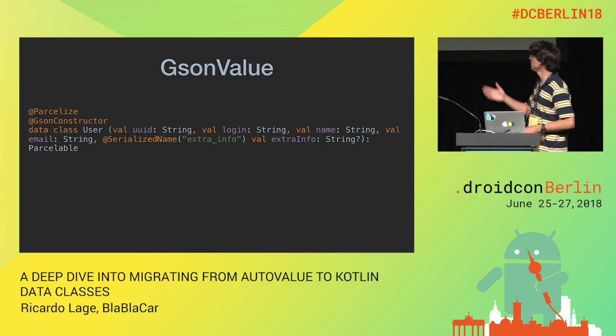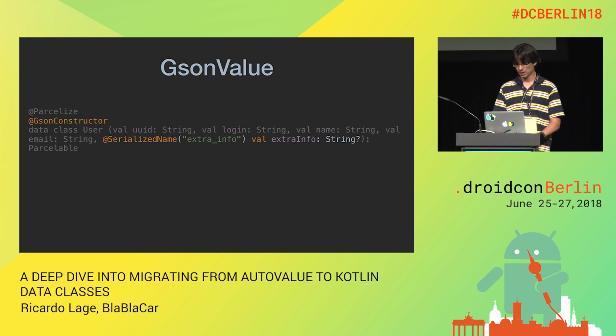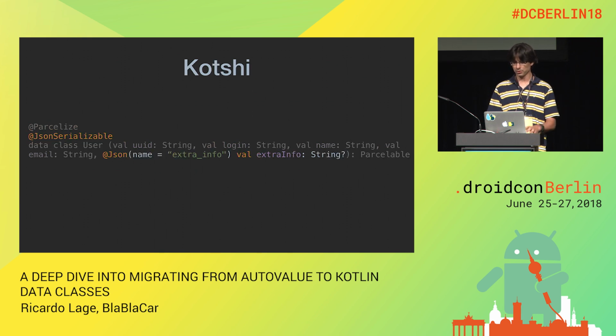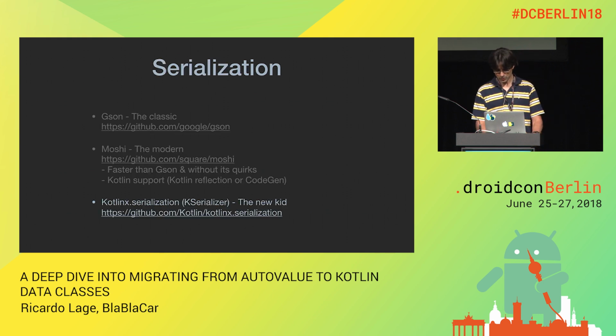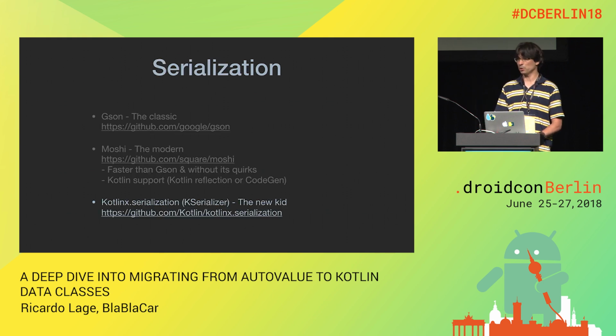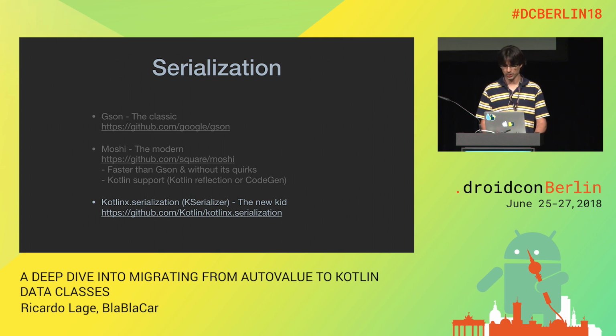And if you have any snake case to camel case conversion to do, you can do so with SerializedName. Kochi works similarly, so you annotate it with Gson serializable, and the camel case or custom names that you want to change from the response, you can also set up this way. However, there is a third option that we looked into, which is newer and is also provided by Kotlin, which is Kotlinx.serialization, or we're going to refer to it as K-serializer here.